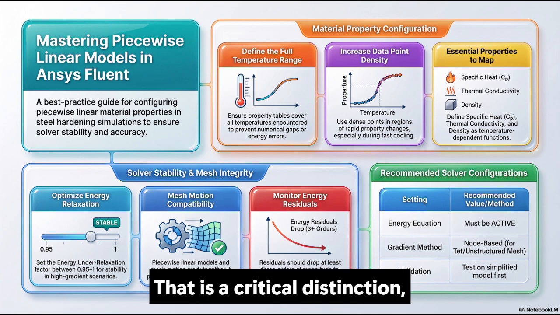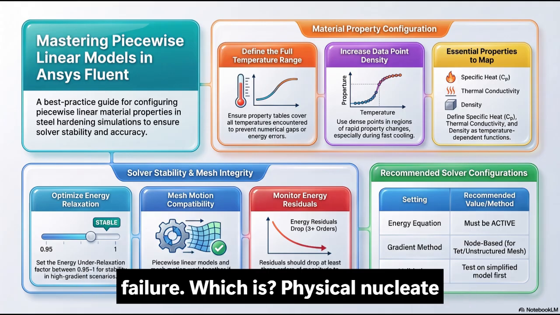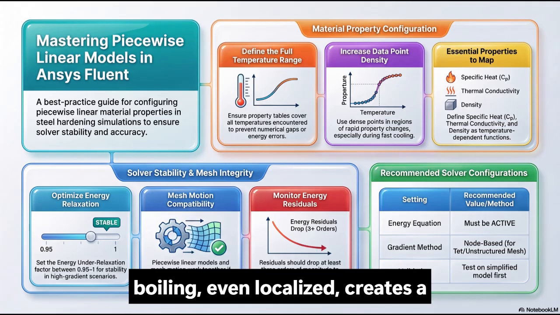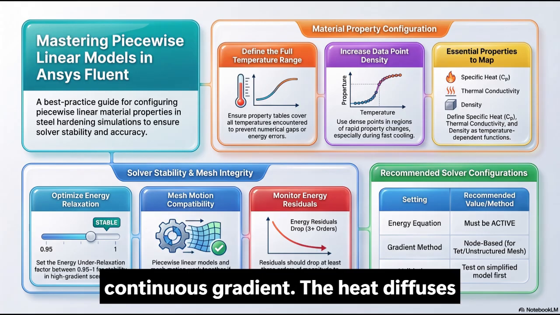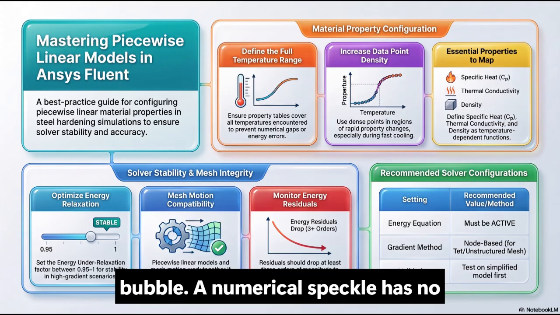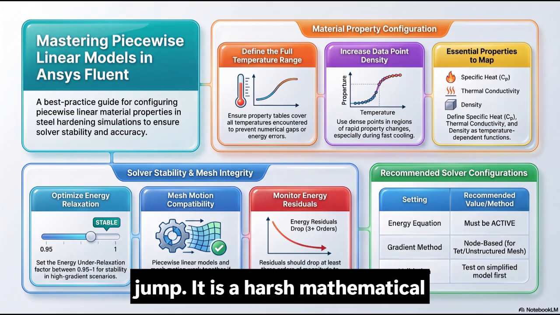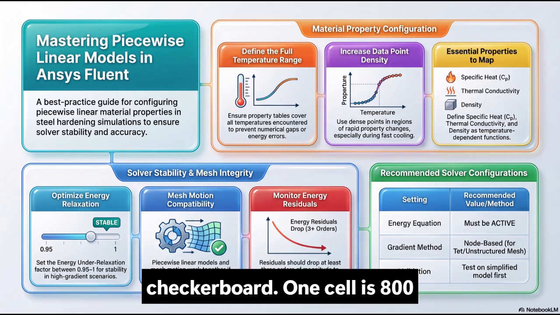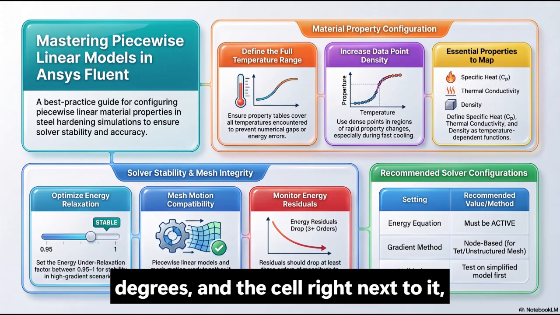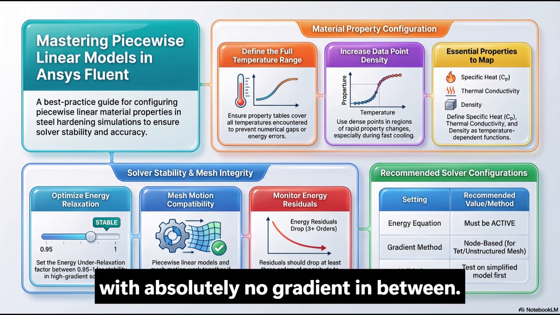That is a critical distinction, absolutely. But there is a clear difference between physics and numerical failure. Which is? Physical nucleate boiling, even localized, creates a continuous gradient. The heat diffuses through the metal adjacent to the vapor bubble. A numerical speckle has no physical diffusion. It's just a harsh jump. It is a harsh mathematical checkerboard. One cell is 800 degrees, and the cell right next to it, sharing a face, is 1,000 degrees with absolutely no gradient in between. Oh, I see.